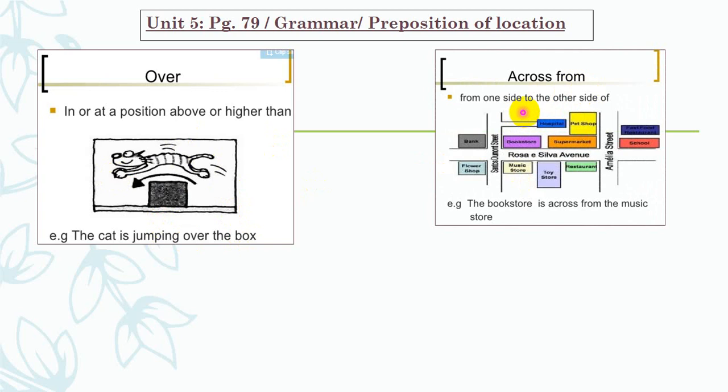Across, from one side to the other side, like you're going from one side to the other side. Like let's say the bookstore. Where is the bookstore? So the bookstore is across from the music store. So this is the music store, this is the bookstore. So the bookstore is across from the music store, like it is on one side, and the other is on the other side. This is one side, this is one side, so it is across. Okay, like the bookstore is across from the music store, from one side to the other side.